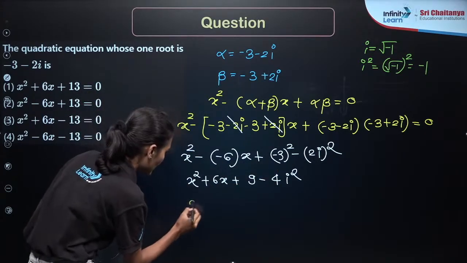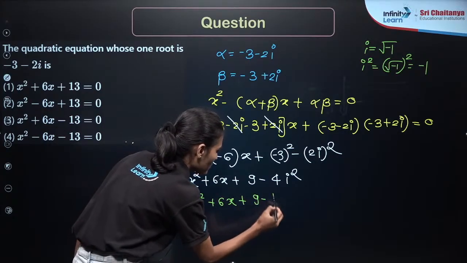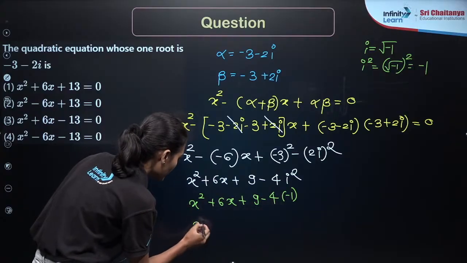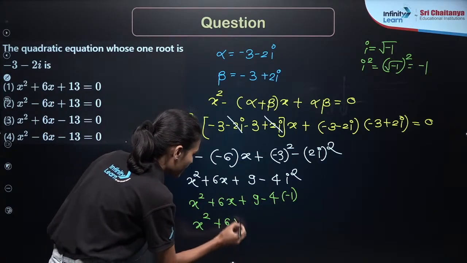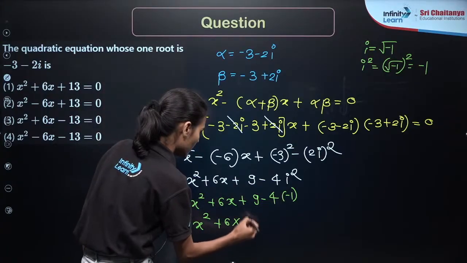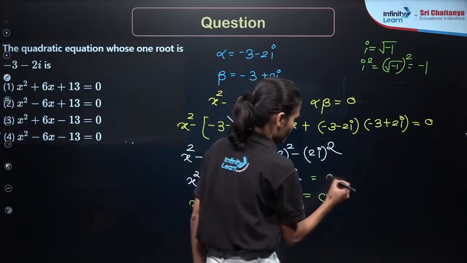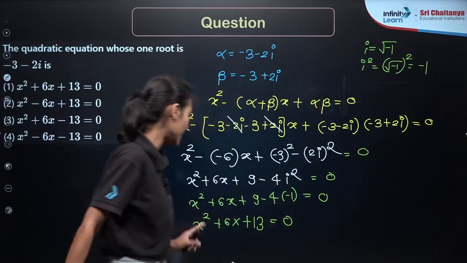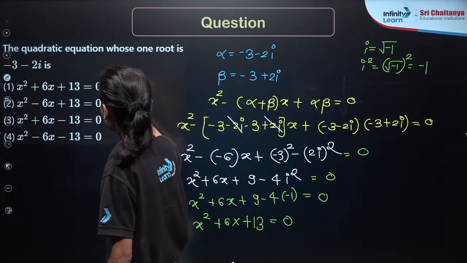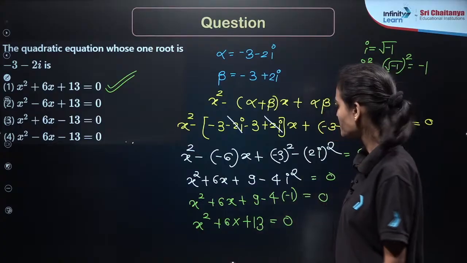So this is x square plus 6x plus 9 minus 4, i square is minus 1, right? And then you will get this as x square plus 6x, and this is minus minus plus 4, 9 plus 4, 13. And it is an equation, right? So equal to 0. This is the answer: x square plus 6x plus 13 equal to 0. So your option A is correct here. Okay.